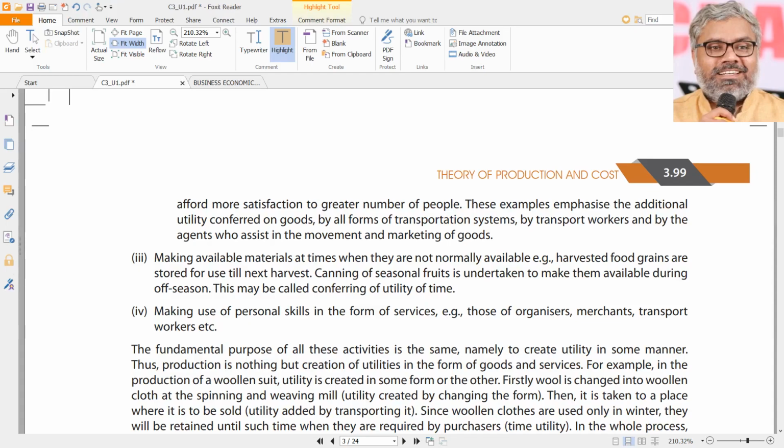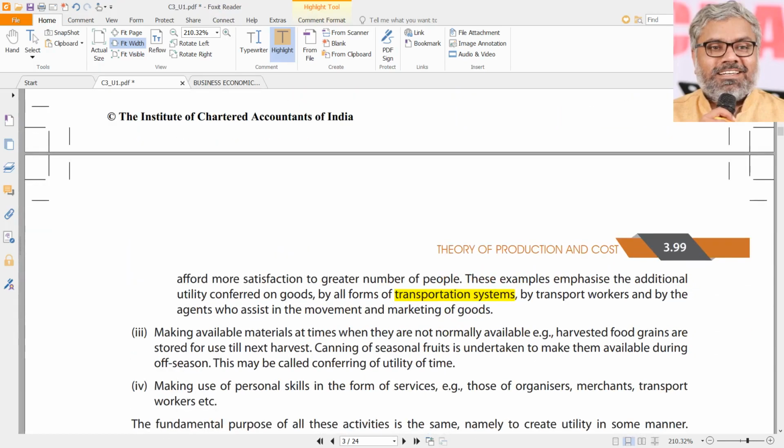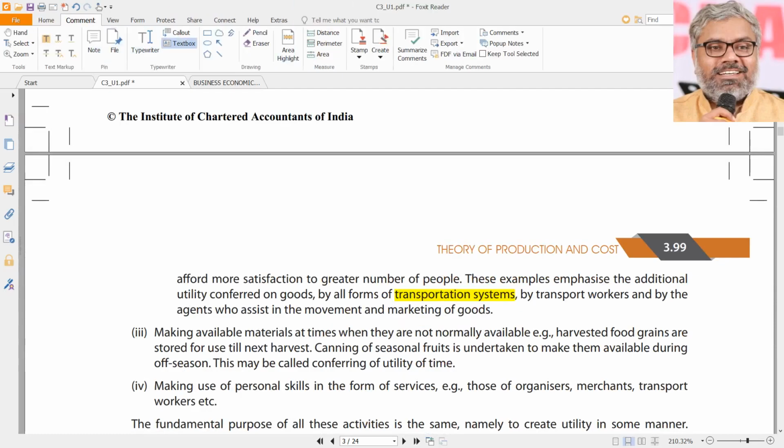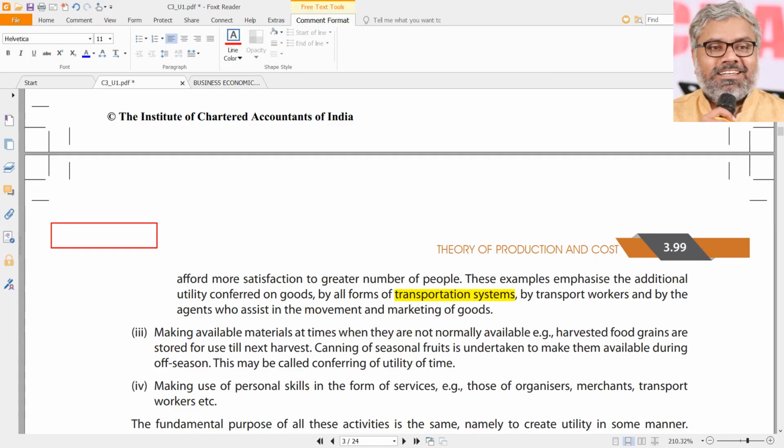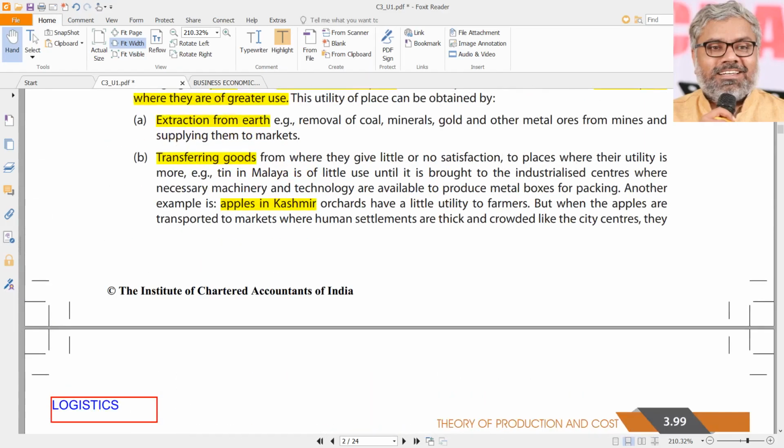But how is this possible, how is place utility possible? Because of transport systems, fantastic transport systems throughout the world. We have rail transport, road transport, air transport, sea transport, water transport, just within the country also. Many countries have them. So different types of transport networks and transport workers put together do this job of transferring the goods from one place to another place. And once again, I'm just giving you a practical word that is used for it. This is what is called logistics. Simple. That is logistics. That is what is creating place utility.